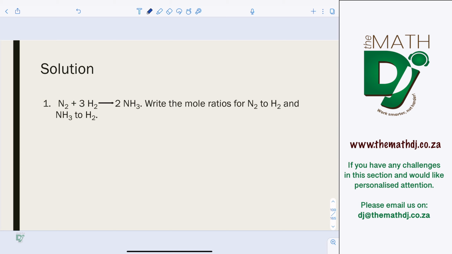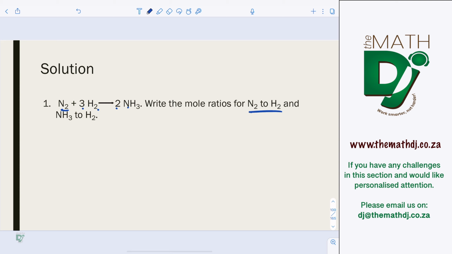Okay, basically what you do, you write the moles. So this is the solution. First of all, you have to check if it's balanced. Here there are 2 nitrogens, so in this case it's 2 times 1, it's 2. Then here there are 6, so it's 3 times 2, it's 6. Then this one, 2 times 3, it's 6. So you already know that it's balanced.